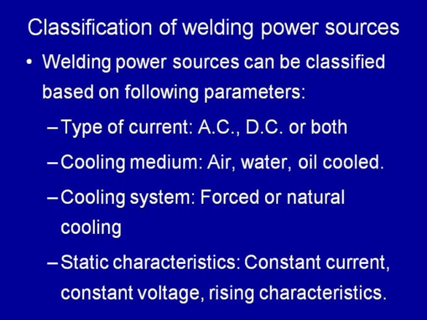In the forced system, some mechanism is used to have the controlled and desired flow rate of the cooling medium, like air, water, or oil, so that the heat is extracted at the desired rate. While in case of natural cooling, because of natural convection currents, the heat is extracted by the cooling medium from the windings of the power source, so that their temperature is maintained.